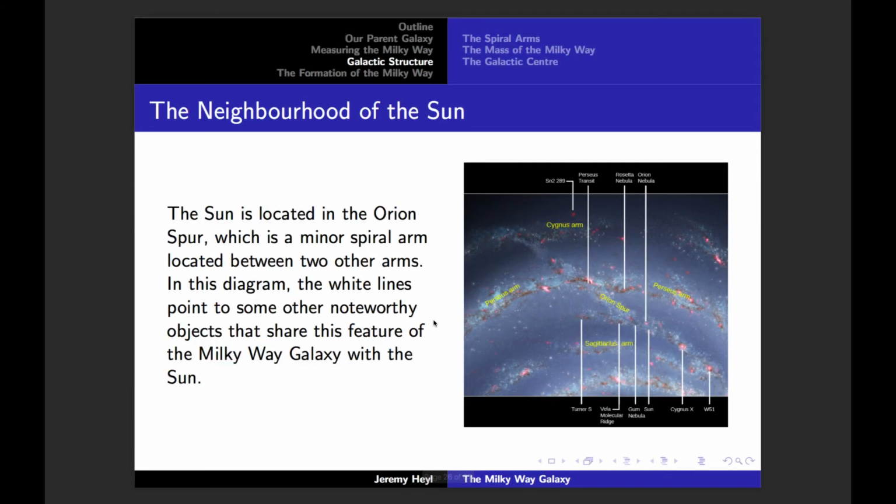If we look right around the neighborhood of our sun, we're in a part of the galaxy called the Orion Spur, which is just a little baby spiral arm that connects two major spiral arms. And if we look at where different things are from our point of view, there's the sun, right? That shows the sun here.